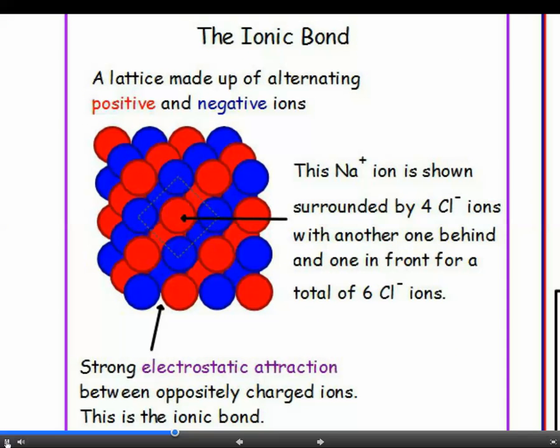Ionic compounds are held together by strong electrostatic attractions between the oppositely charged ions. They act in all directions, so each ion in sodium chloride is attracted to 6 of the opposite ions to give a giant lattice structure with alternating positive and negative ions.